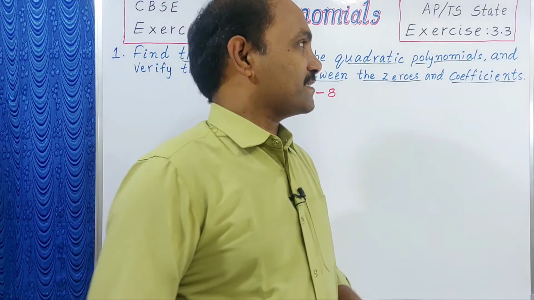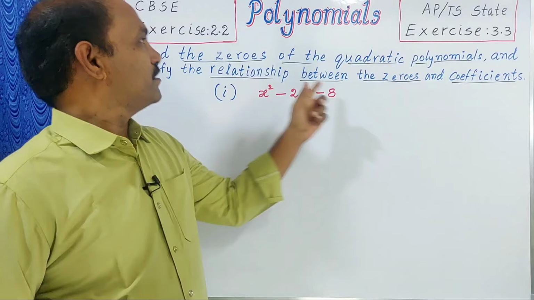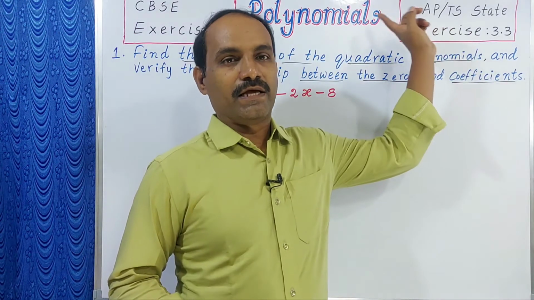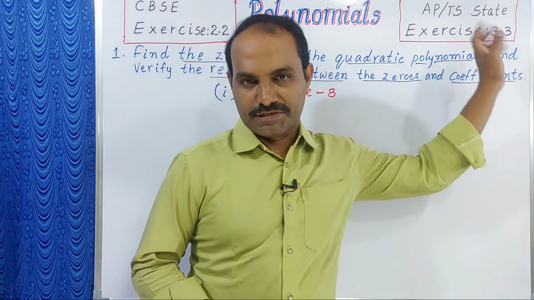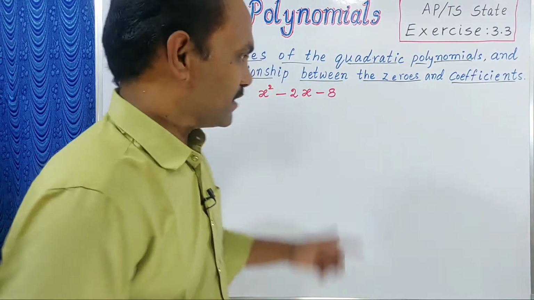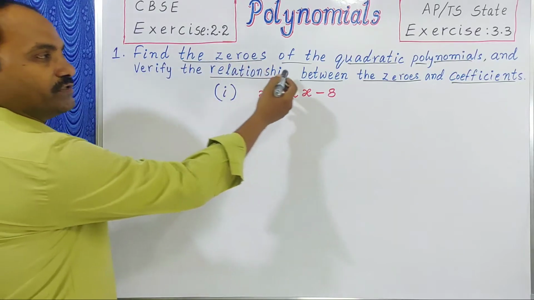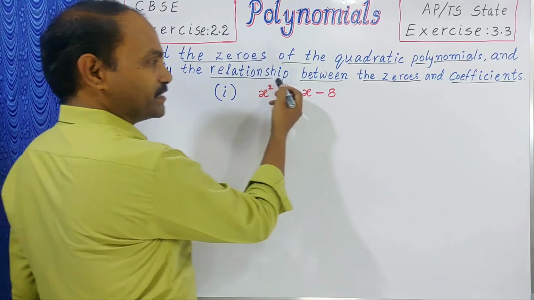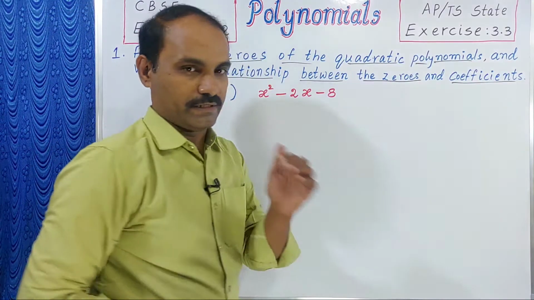Today we are going to discuss the Roman number 1 from exercise 2.2 in the CBSE syllabus and exercise 3.3 in the AP and Telangana state syllabus. What is the question? Let us check. Find the zeros of the quadratic polynomial and verify the relationship between the zeros and coefficients.